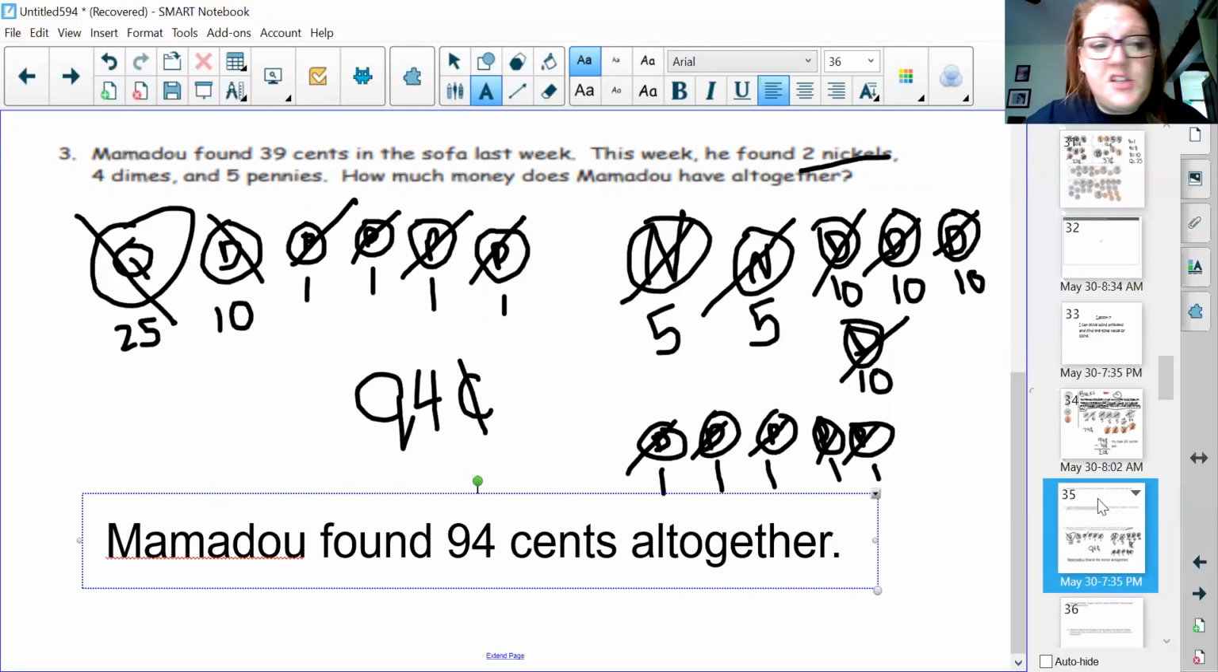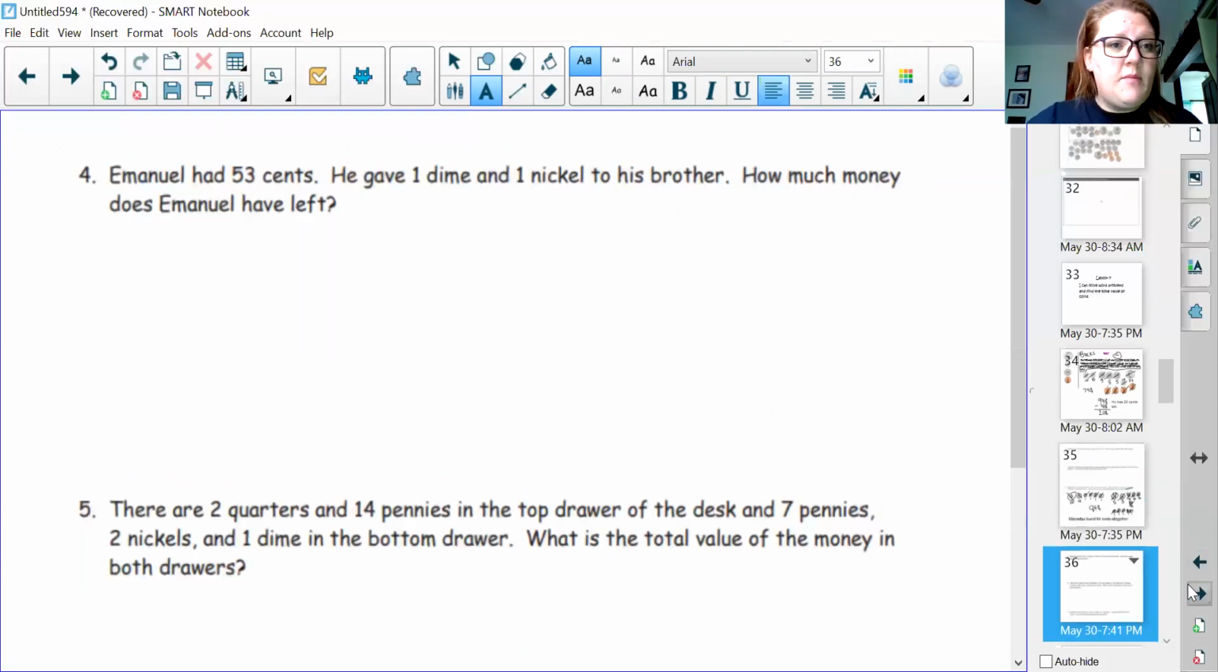So on the front of this page, you guys just have those top two to do independently. Let's switch it over to the back. Emmanuel had 53 cents. So here you guys are going to draw out 53 cents. He gave 1 dime and 1 nickel to his brother. How much money does Emmanuel have left? So here's what you can do. There's a few ways you can do this.